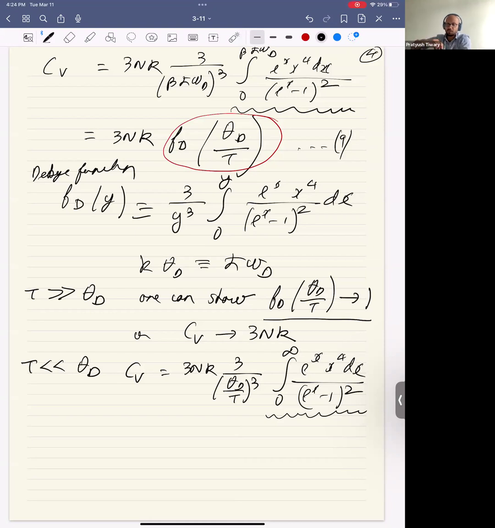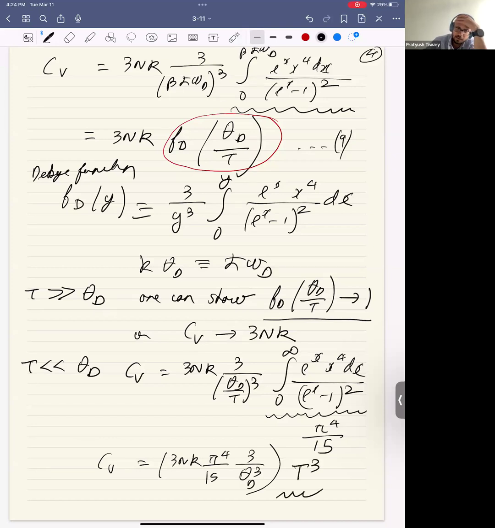Has anyone seen this integral before? You can look it up. Its value is quite neat. Lewis has seen it, that's good. Its value is pi to the power 4 by 15, which is kind of interesting. You can work through it, derive it. So that gives us CV equal to 3nk pi to the power 4 by 15, 3 by theta d cube, whatever. These are all constants. But the most important thing, we get our T cube dependence. Okay, so we just showed that Debye's formula actually does work.